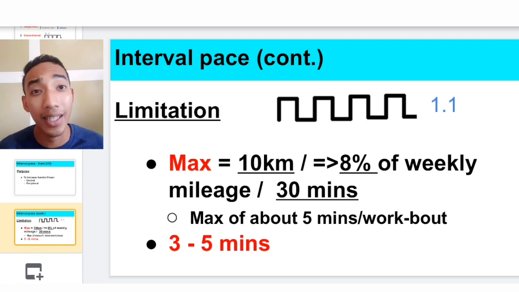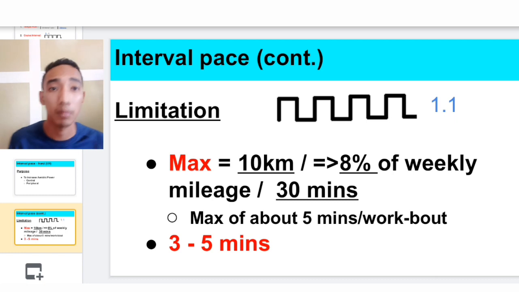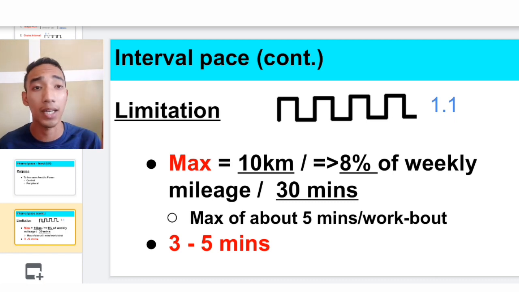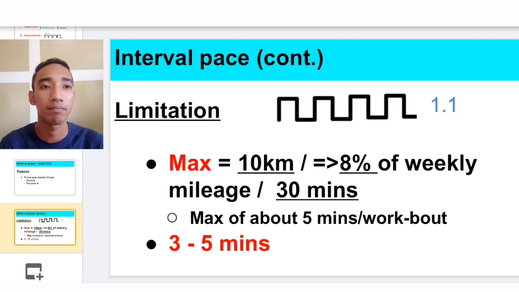So the maximum is 10 kilometers. That is the highest for this workout. Sum up all your intervals. Let's say you do 10 times 1 km at interval pace, that is the max. Even if you have 200 kilometers per week, 10K is the maximum, equal to or less than 8% of your weekly mileage. So if you have 100 kilometers per week, 8% of it is 8 kilometers, so 8 times 1K.